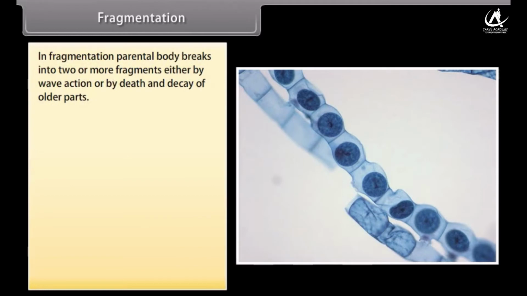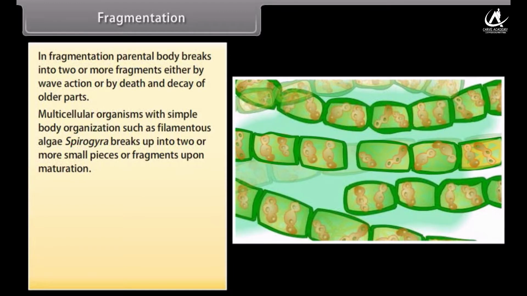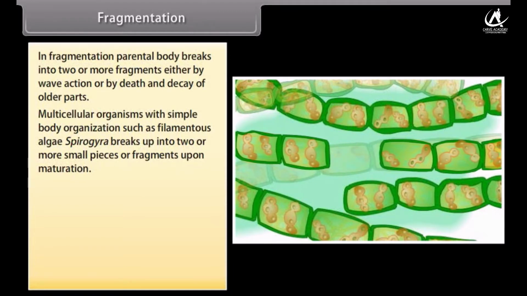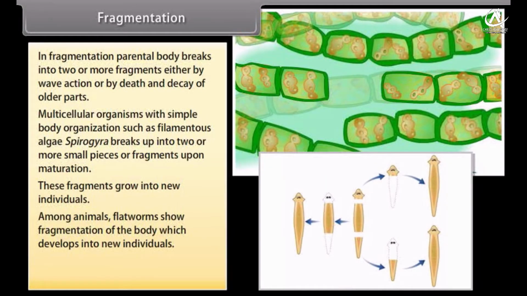Fragmentation. In fragmentation, the parental body breaks into two or more fragments, either by wave action or by death or decay of older parts. Multicellular organisms with simple body organizations, such as the filamentous alga Spirogyra, break up into two or more small pieces or fragments upon maturation. These fragments grow into new individuals. Among animals, flatworms show fragmentation of the body, which develops into new individuals. Fragmentation is found in algae such as Spirogyra.